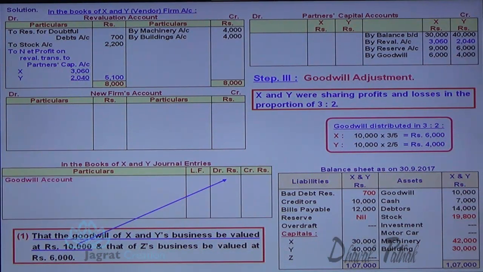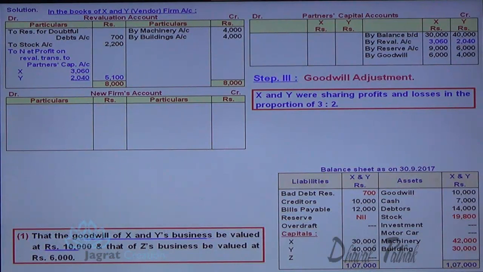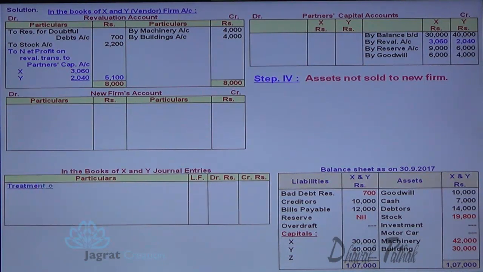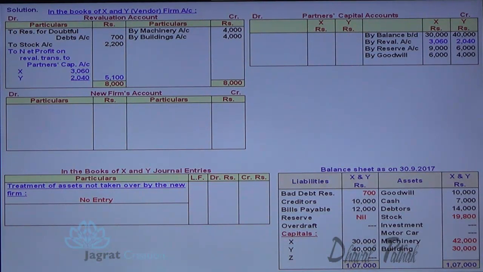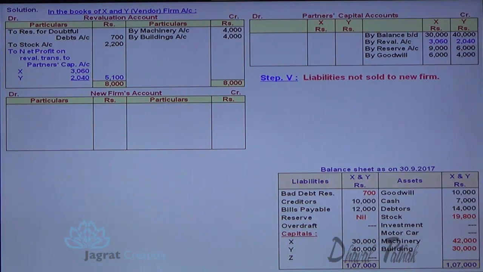Journal entry for that: Goodwill account debit to X capital account, to Y's capital account. Being goodwill raised. So this is how the third step is done. Fourth, assets not sold to the new firm. Here all the assets are sold, so no entry for this point. Liability is not transferred to the new firm. Here also no such transaction is given, so no entry.